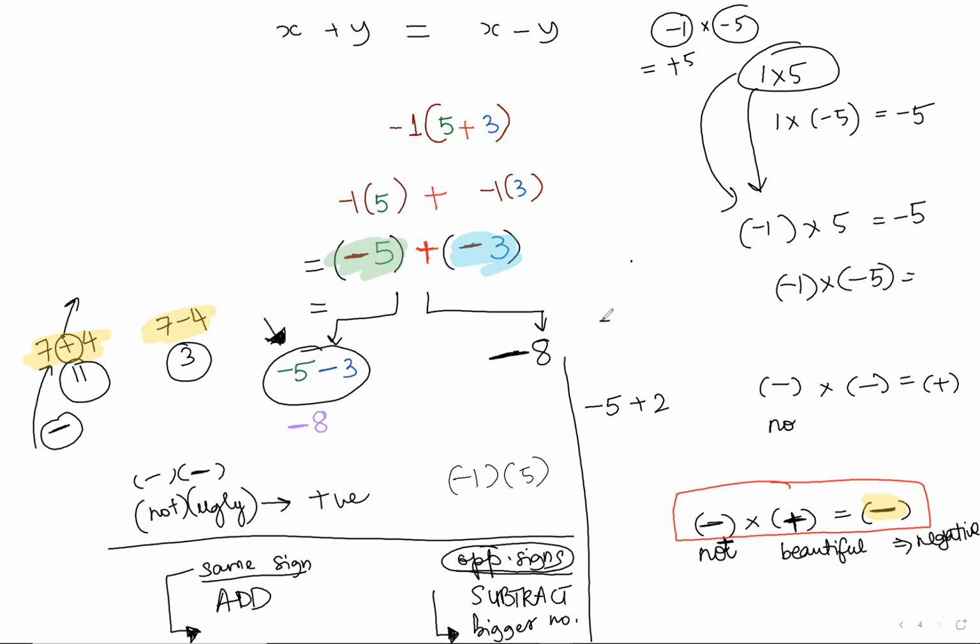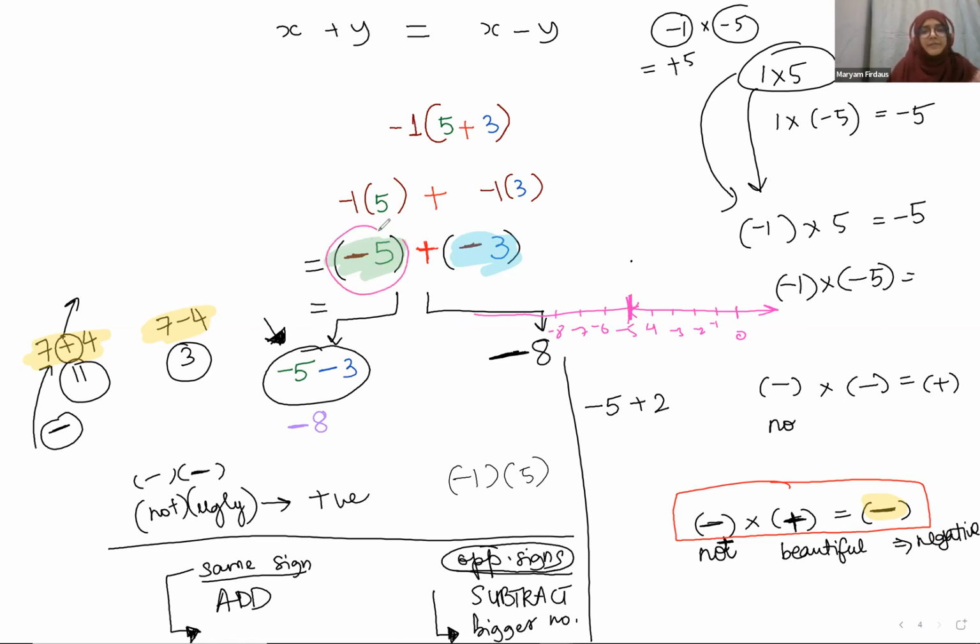If you're using the number line, let me use some other color. There's too much black over here. Let's say this is my 0, -1, -2, -3, -4, -5, -6, -7, -8. So you are standing at -5, starting from -5, and you're adding something negative to it. Which direction will you go in, left or right? Left, because it is a negative thing that you are adding.